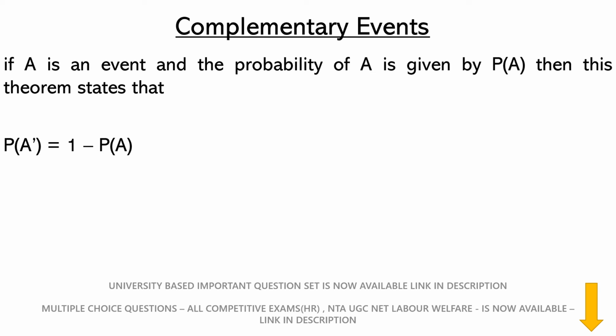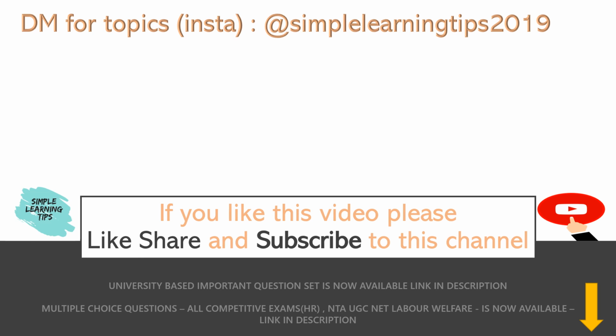This is just the complementary event. If A is an event and the probability of A is given by P of A, then the complementary event, that is A not occurring, has probability equal to 1 minus P of A. You can use this in practical problems. We'll cover it later. I hope you understood what the multiplication theorem is, and I hope you will not forget: replacement means independent. If replacement has happened, it is an independent event. If it has not happened, then it is a dependent event.